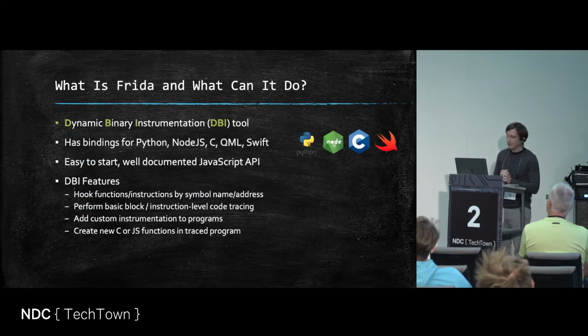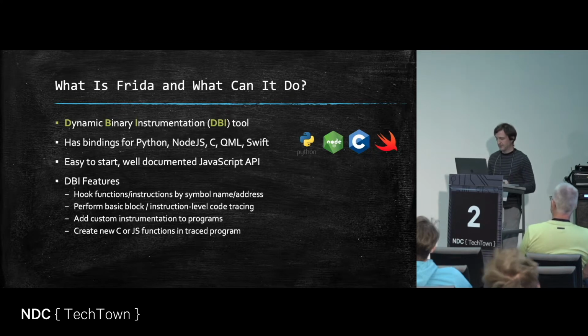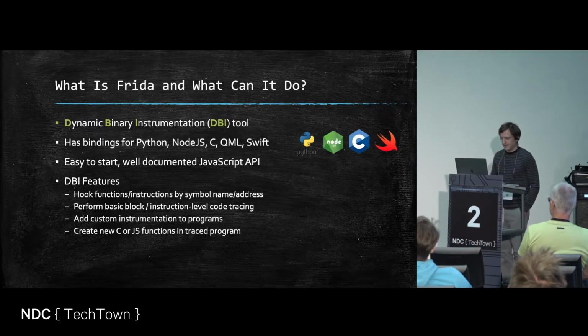Cool. So what is Frida? Frida is a dynamic binary instrumentation tool. I'll use the word instrument or instrumentation a lot throughout this talk. What I mean by that is essentially adding, modifying, or removing functionality and instructions at a certain level in the program. There's a lot of other DBI tools out there I'll go over, but Frida has bindings for Python, Node.js, C, QML, and Swift. So you can get started making tools with it with any of those.